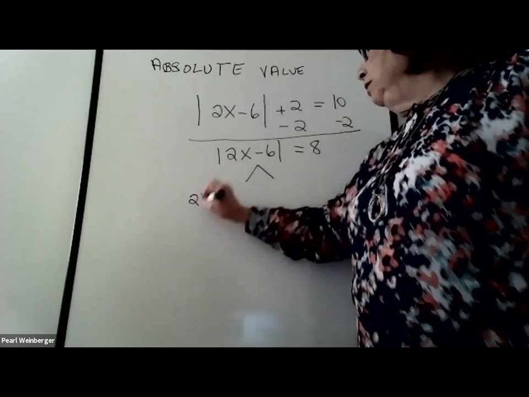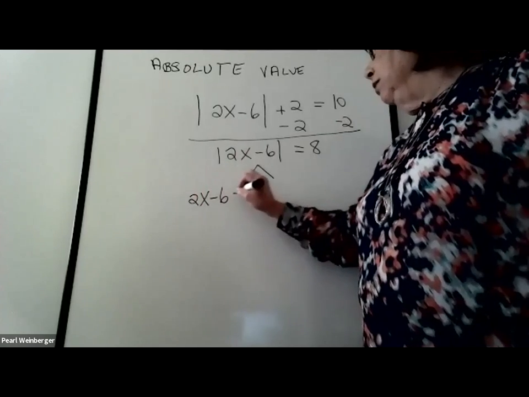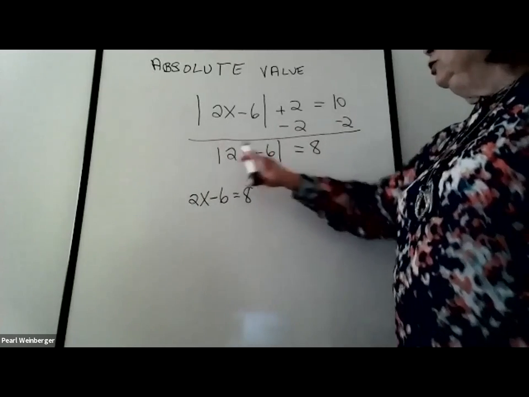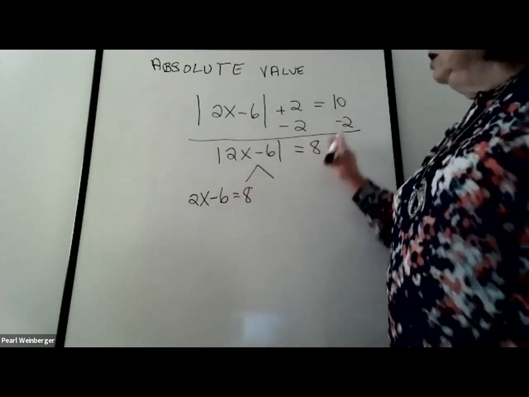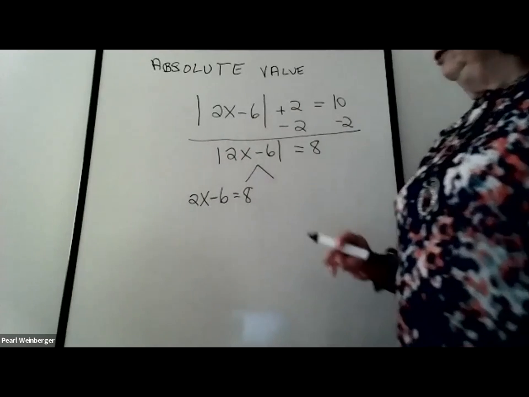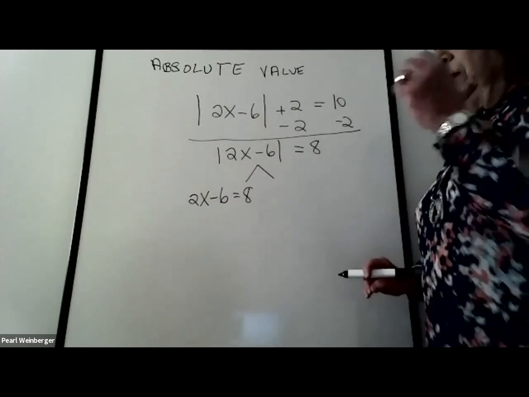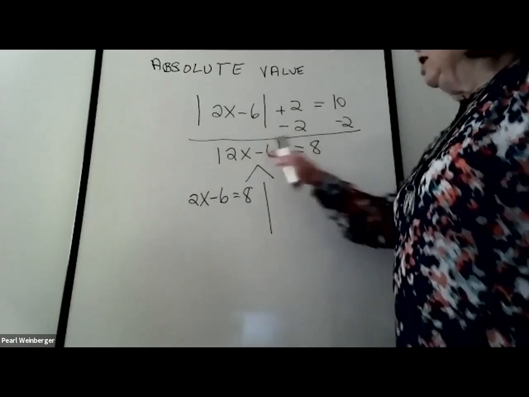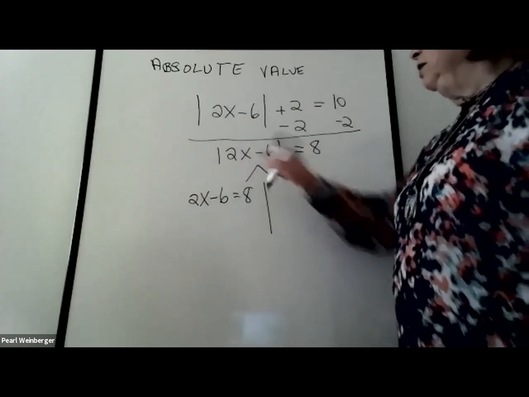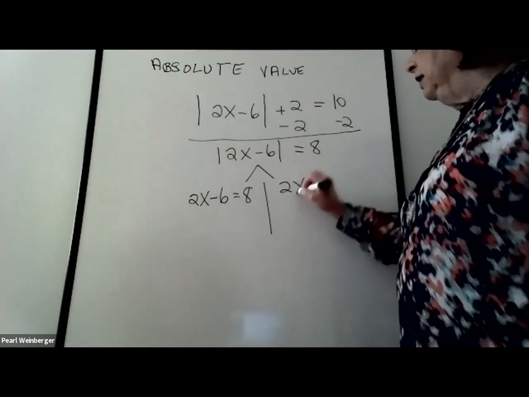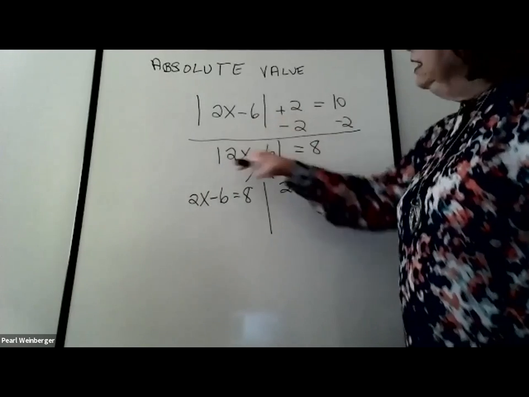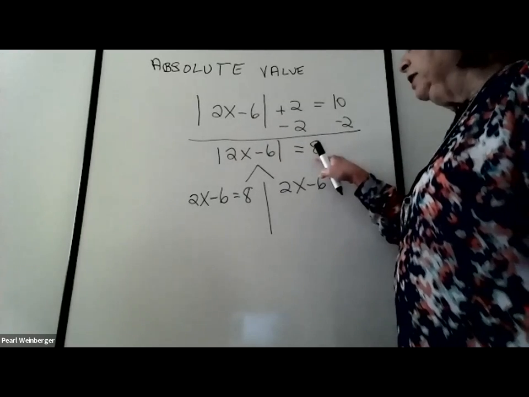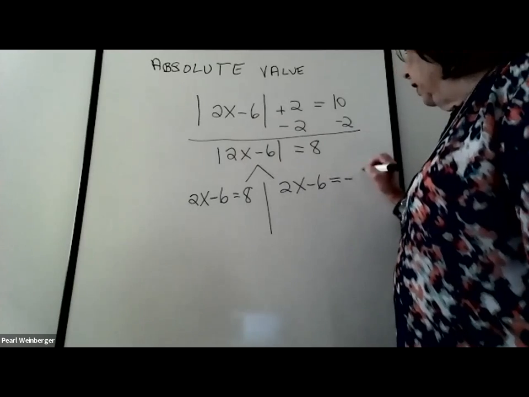One equation is going to be 2x minus 6 equals 8. In other words, I just write it as if there was no absolute value sign at all. But that is not the only solution. To get our other solution, I'm going to have to put the 2x minus 6, which again is what's inside the absolute value, equal to the opposite sign of this, equal to negative 8.